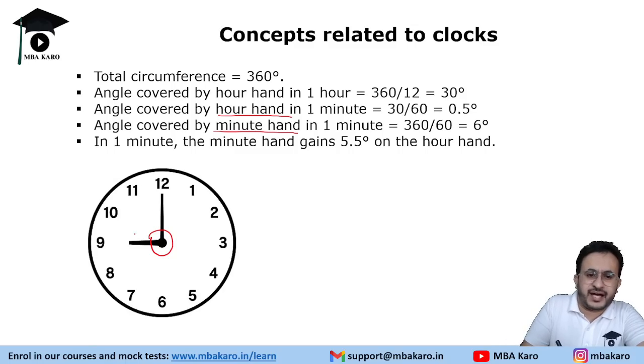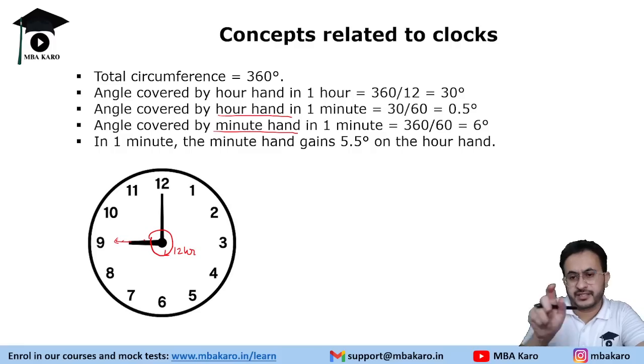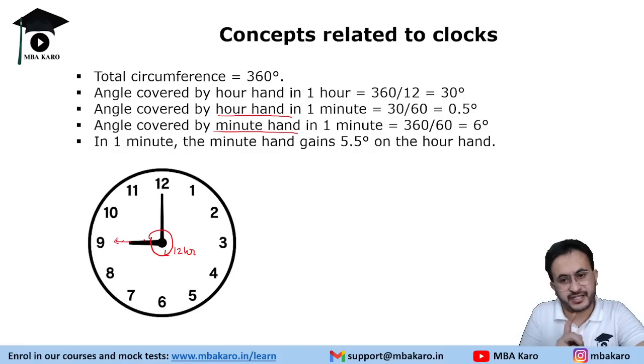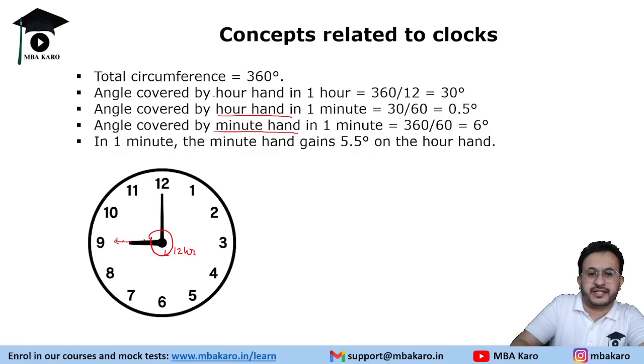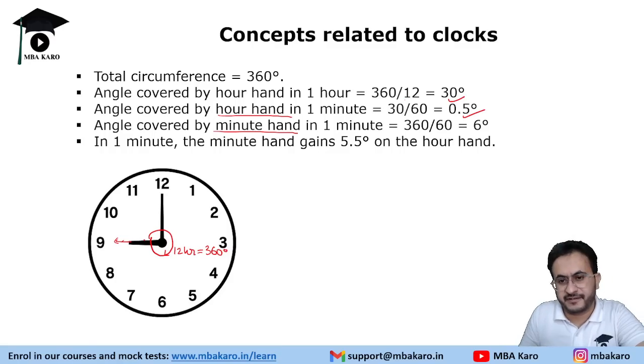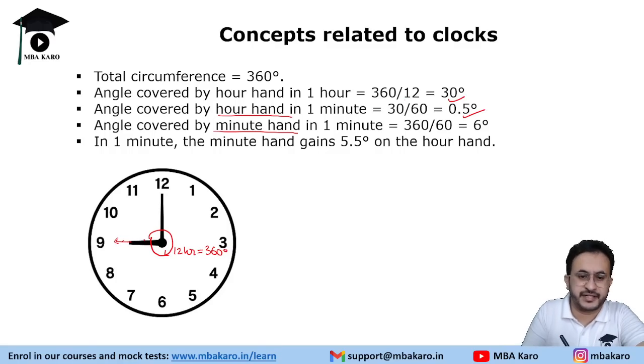If you look at the hour hand, it is at 9 o'clock. So it will reach 9 o'clock again in how many hours? In 12 hours. In 12 hours, it will complete one circle and reach 9 again. So in 12 hours, it covers 360 degrees. Now, in 1 hour it will cover 30 degrees, that is 360 by 12, and in 1 minute it will cover 0.5 degrees. That is the hour hand.